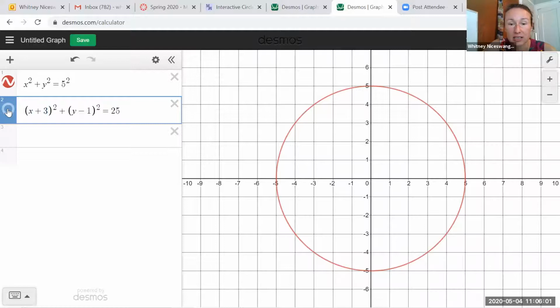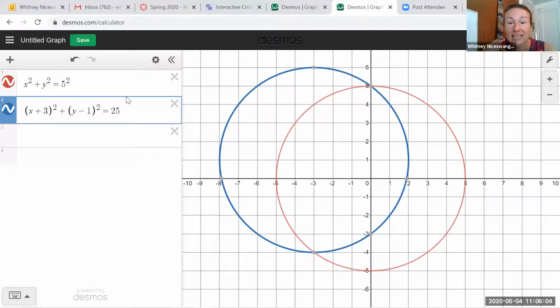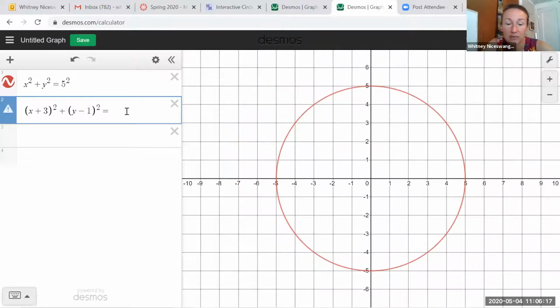Let's take a look. See how the center moved from here? It moved left 3, up 1. We can also make the radius smaller. If we want our radius to be 3, then we'll just say equals 3 squared. If we want our radius to be 2, we can say equals 2 squared. If we want our radius to be 1, 1 squared.